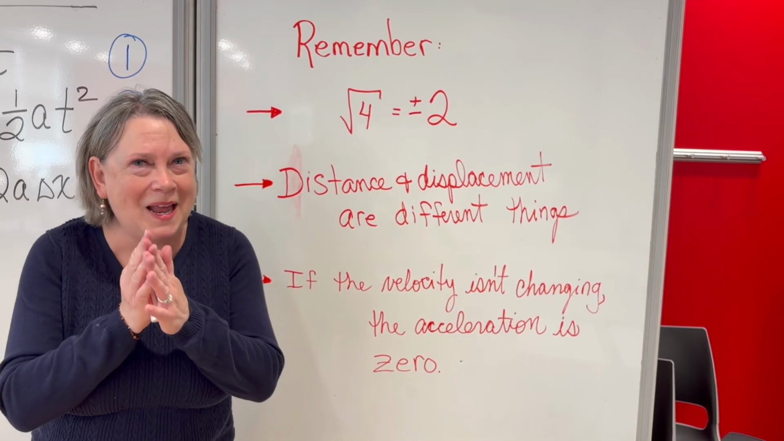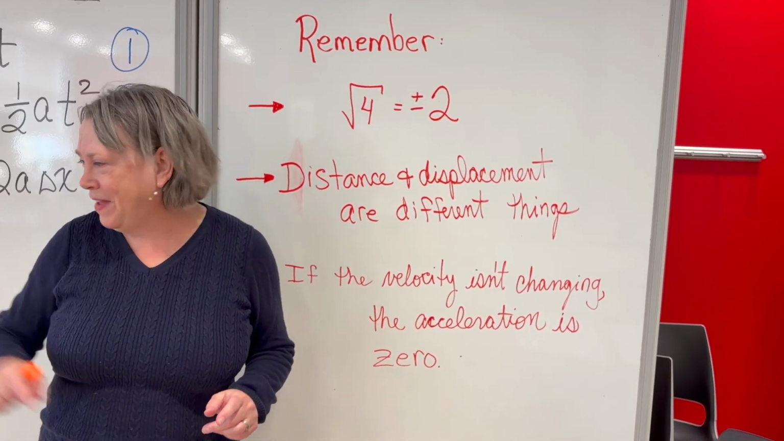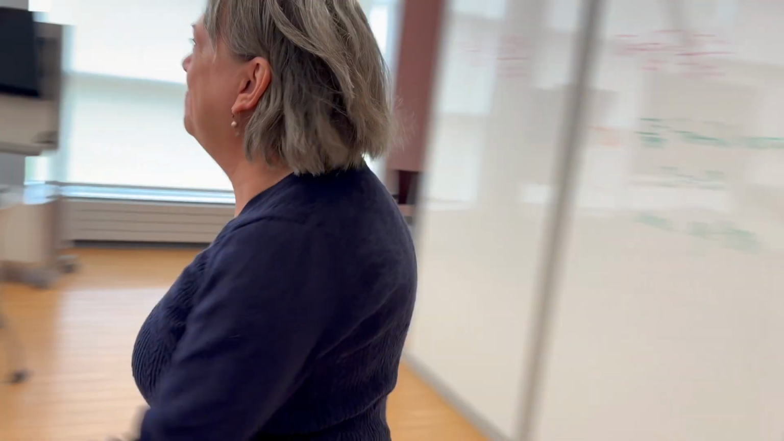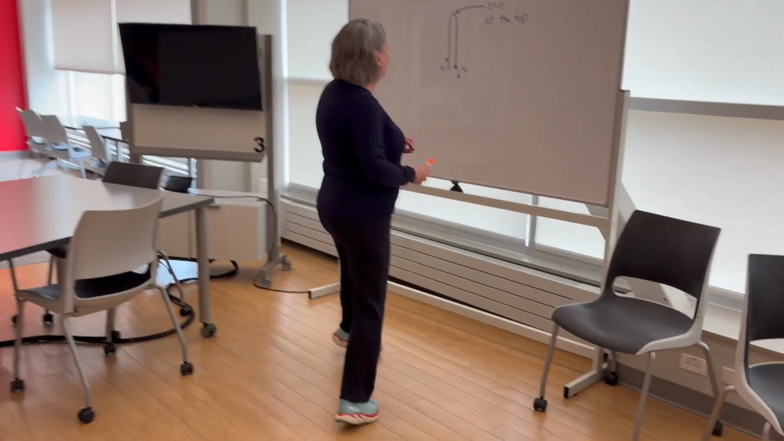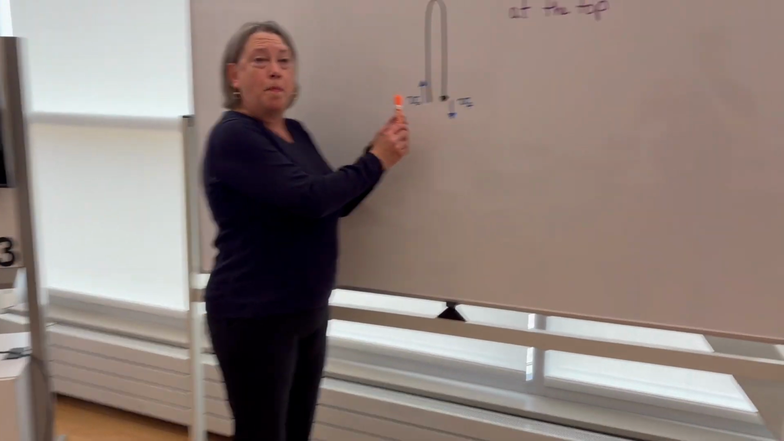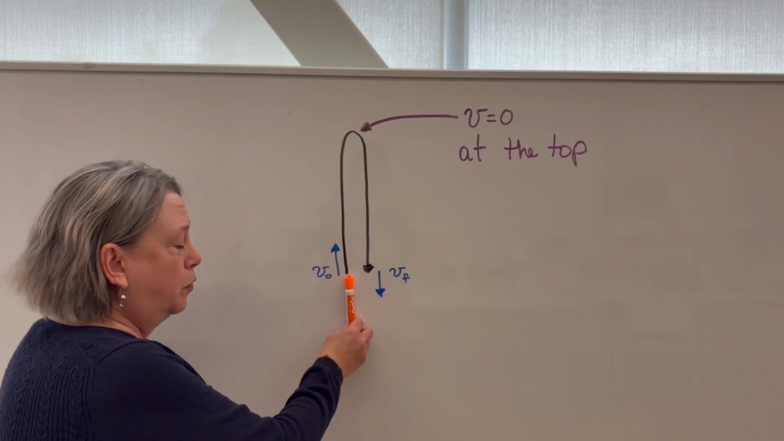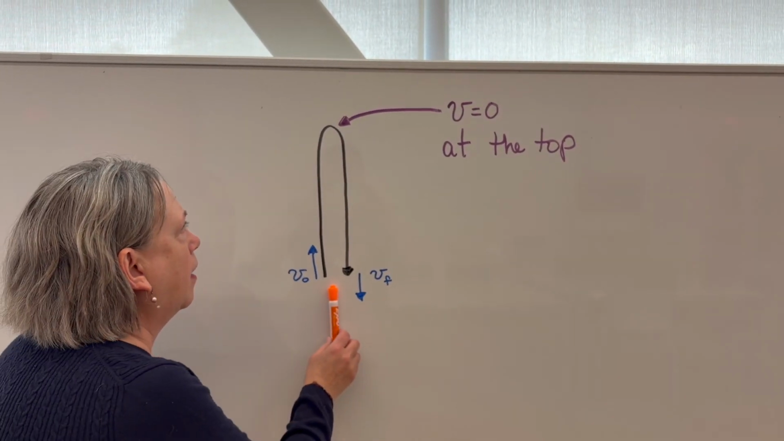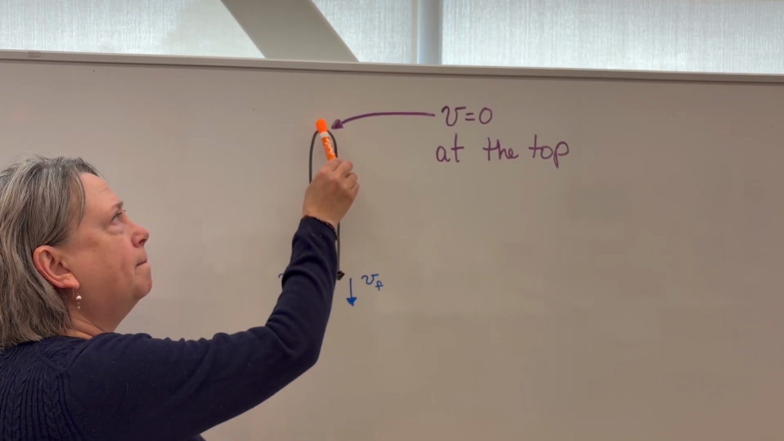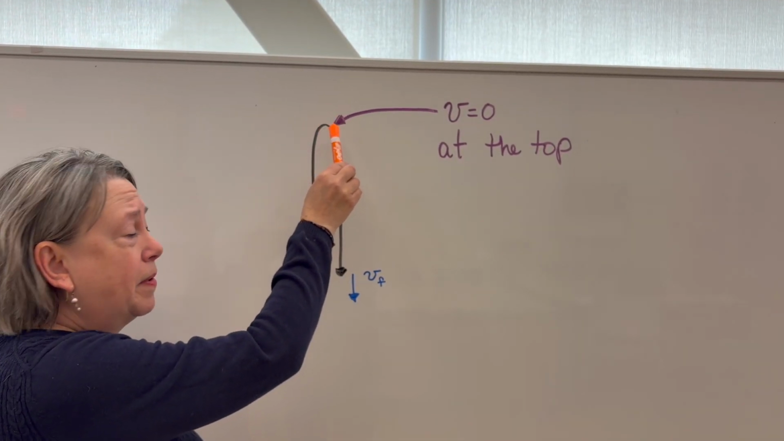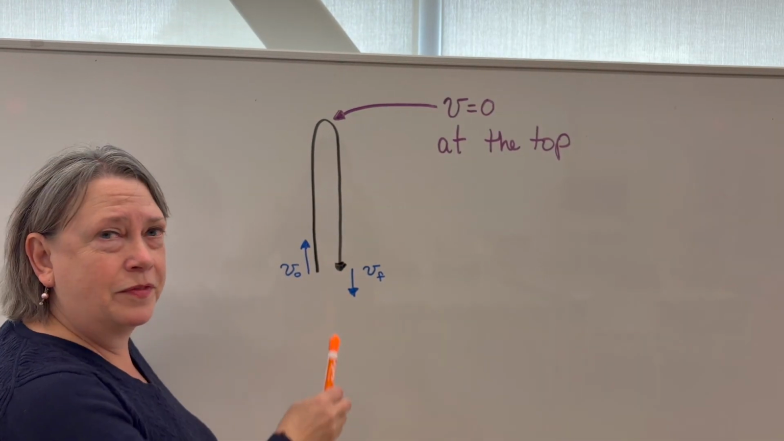All right, one last thing. I'm gonna head over to this other board. When I have an object that is flying through the air, let's suppose I threw a ball up in the air and it's gonna take this path. So it'll go up, up, up, up. It'll hit the top and then it'll come down, down, down, down.